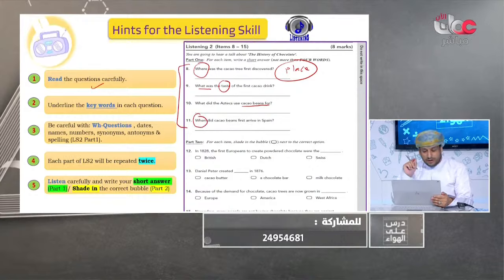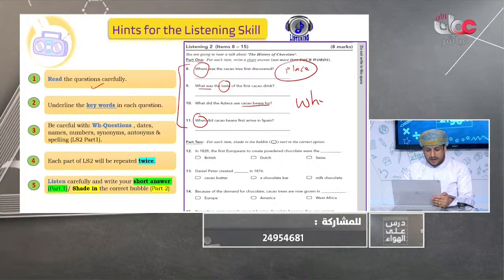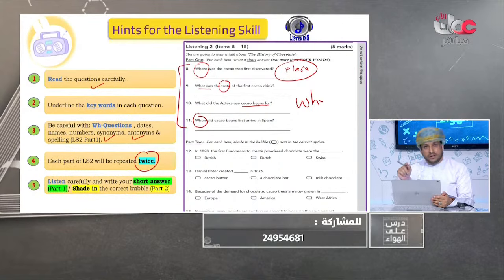So you have to bear in mind the WH questions. Those are the WH questions, and we will give you some details about all of them. For number 3, be careful with the WH question, especially in the second part here, and with the synonyms and antonyms. Each part, as we mentioned, will be repeated twice. So bear in mind it will be repeated twice. Don't wait for the teacher. Try to read the questions, and when the teacher comes with the cassette recorder to play the CD, you are ready and listen to answer your questions.